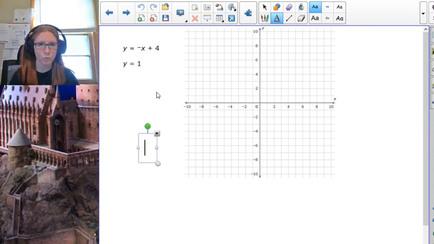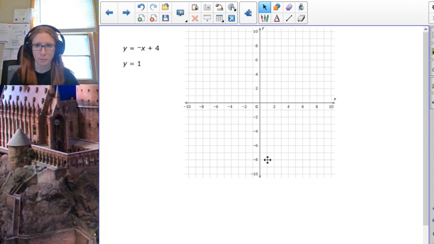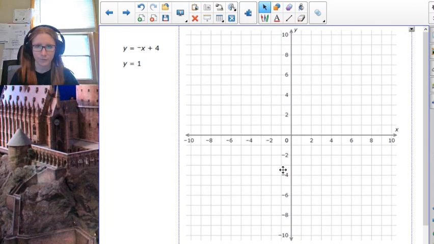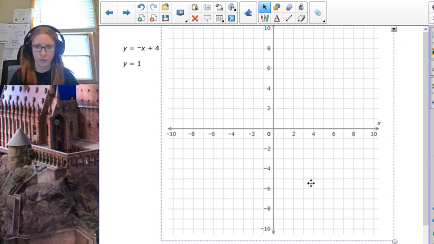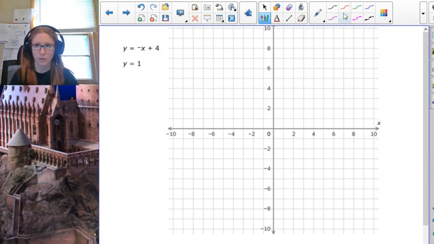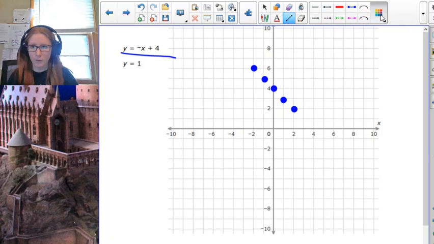All right, slightly more complex than our last 2, getting our levels a little bit more increased here. We're going to start with that first equation again. So let's get out our blue marker. Starting up at 4 this time, because it's +4. And then we have a slope of -1, so down 1, right 1, down 1, right 1, up 1, left 1, up 1, left 1. Let's connect those dots.